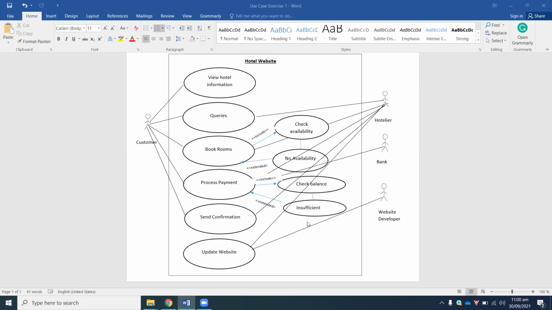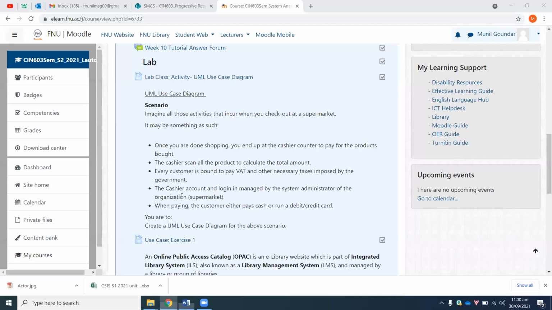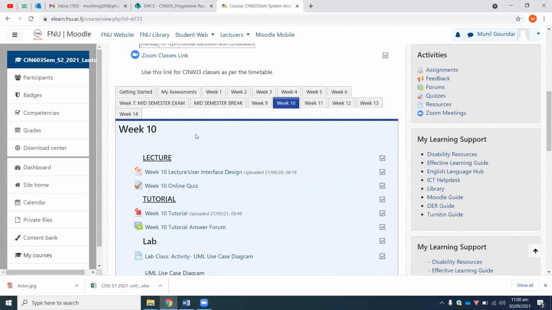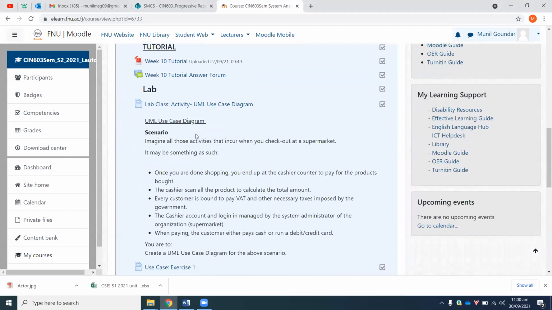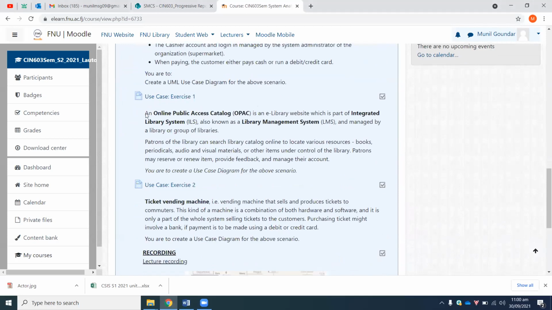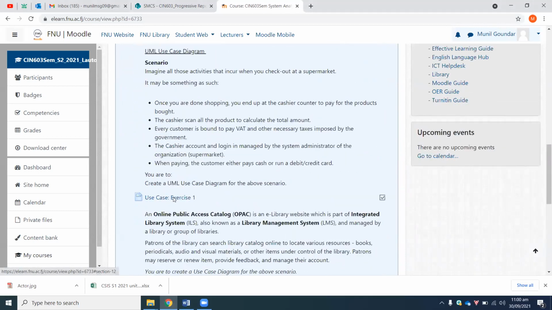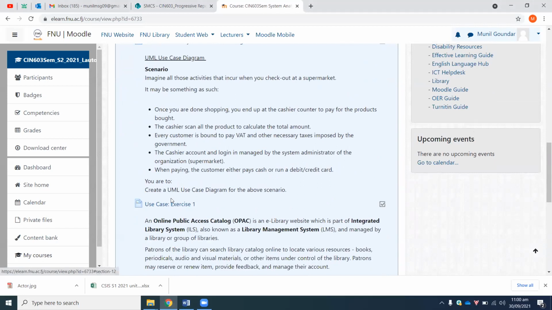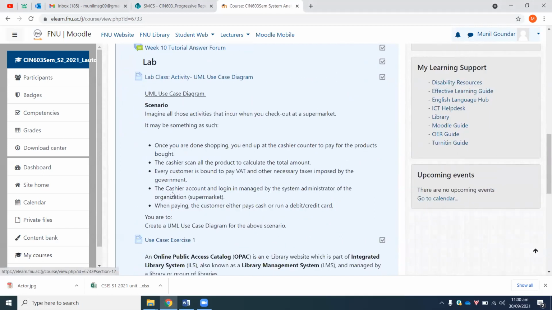All right, so it's 10 minutes already. Let's proceed with our next exercise. The next exercise is in the week 10 section of the module shell. Where you're seeing the UML use case diagram scenario, we will do this in class. The remaining two, you will have to do on your own, and we'll discuss that in next week's class. So let's read out the scenario.